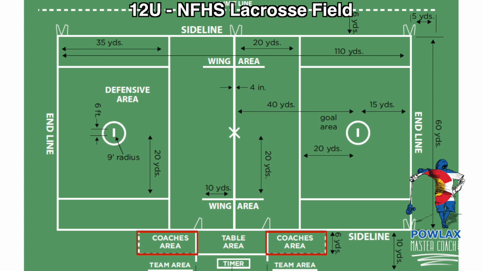The coaches area and bench for each team are placed on the sides of the table area and are 15 yards in length on each side. The coaches area is 6 yards deep and the benches are just behind the coaches area. Players must stay in the bench area and not in the coach's area to allow people at the timers and score table to see the field.